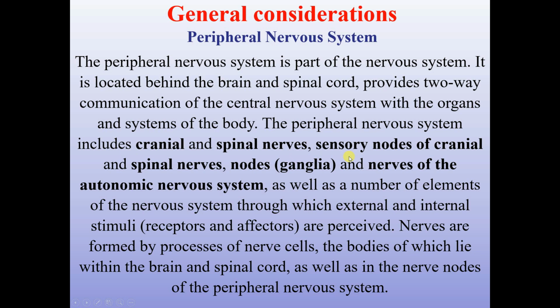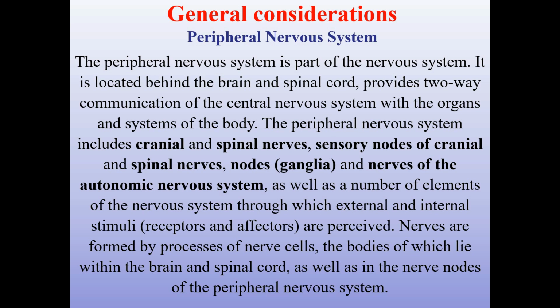So, the peripheral nervous system. The peripheral nervous system is part of the nervous system. It is located outside the brain and spinal cord, and provides two-way communication of the central nervous system with the organs and systems of the body. The peripheral nervous system includes cranial and spinal nerves, sensory nodes of cranial and spinal nerves, nodes, ganglia, and nerves of the autonomic nervous system, as well as the number of elements of the nervous system through which external and internal stimuli, receptors and effectors, are perceived.